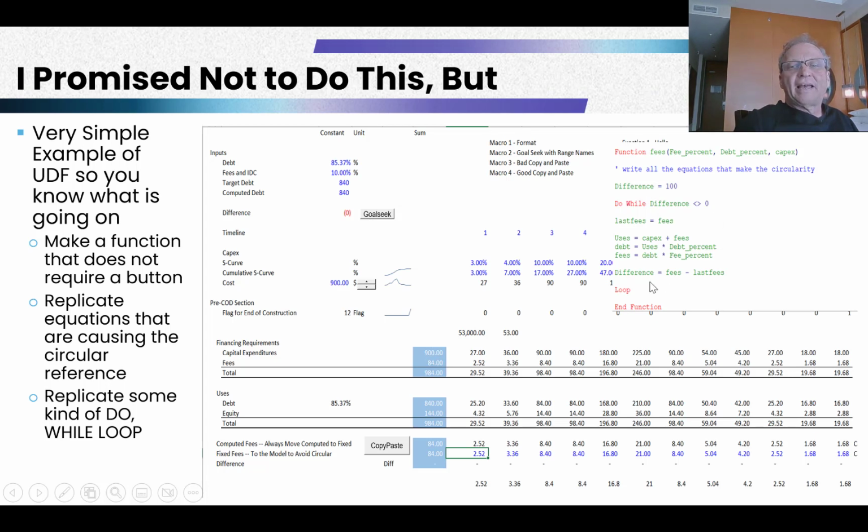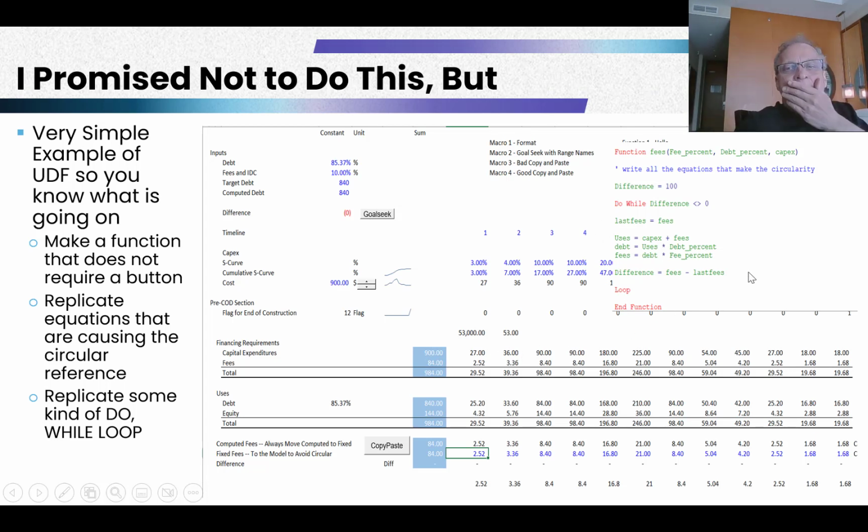And then you make just a do-while loop like you would with any circular reference, but in here, you have to redo uses equal CapEx plus fees. Debt equals uses times debt percent, fees equals debt times fee percent, and the fees are here. We got to go around and around because of that, and it all works.